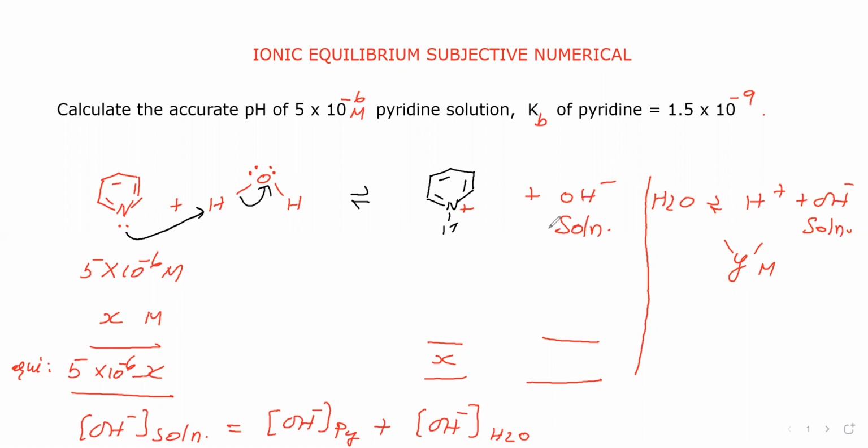Now see what is the concentration of OH minus in the solution. In the pyridine solution, the OH minus concentration is one value. That value here and here will be the same, no? So OH minus in the solution here and here will be the same value. What is the concentration of OH minus in the solution? It is equal to the pyridine contribution, that is X, and the water contribution, that is Y. Therefore, the concentration of OH minus in the solution is X plus Y. Now we will take the equilibrium constant for this case.